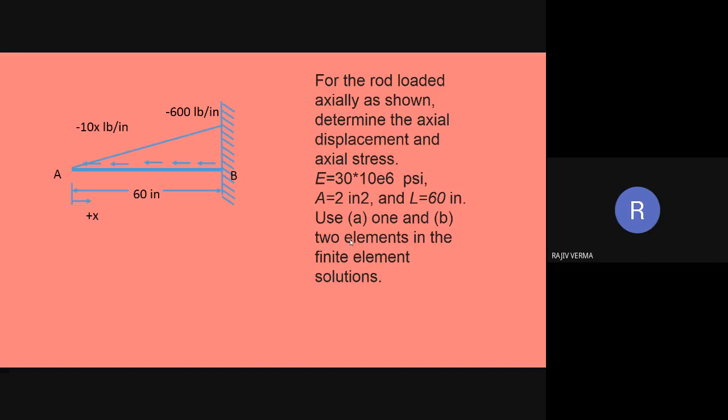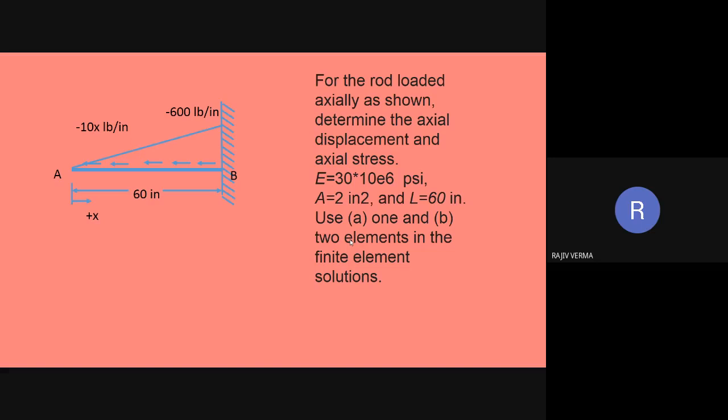As can be seen from the figure, the coordinate system of the problem is acting towards the positive axis, towards the right. The bar is from point A to B and it has been loaded by a triangular loading, but the direction of the load happens to be directed towards the negative x-axis.